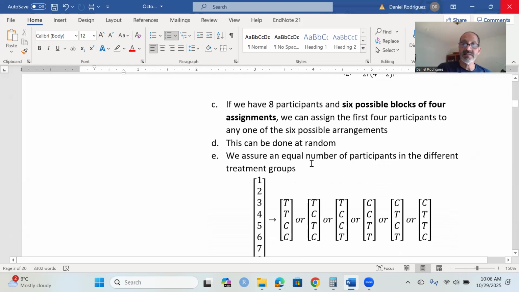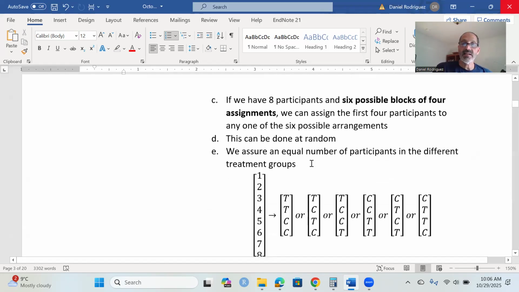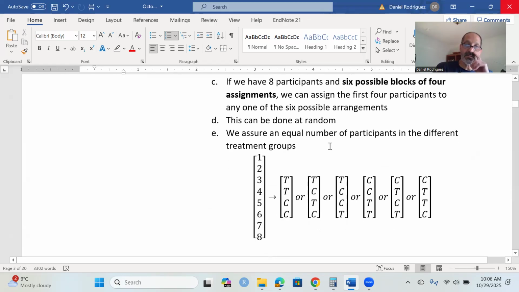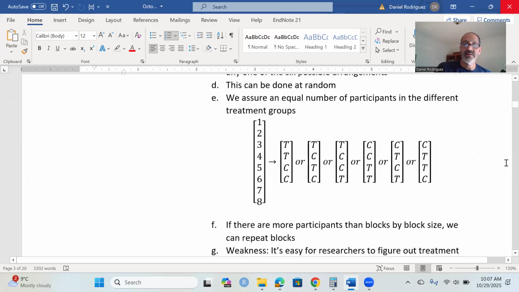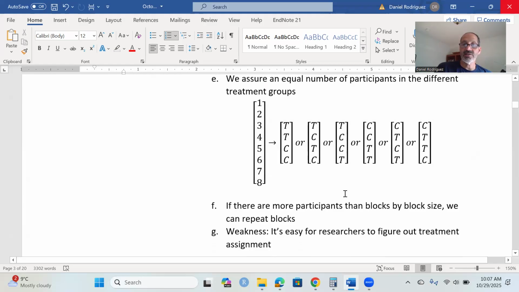If we have 8 participants and 6 possible blocks of 4 assignments, right, because the block size is 4, we can assign the first 4 participants to any of the 6 possible arrangements. We can do this at random. Like here's our 8 participants, and here's our 6 possible arrangements, right? We're arranging them 2 at a time. So treatment, control, control, treatment, control, etc. There's 4 people in a block, right? So with 8 of them, I might put the first 4 people in this block, and then the second 4 people in that block, or whichever way you want to do that. If there are more participants than blocks, you just recycle the blocks.